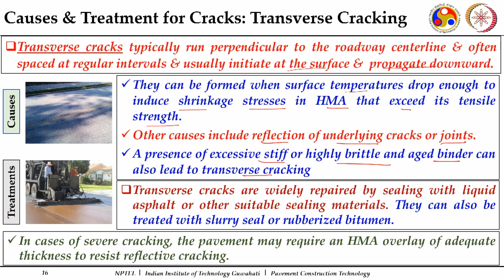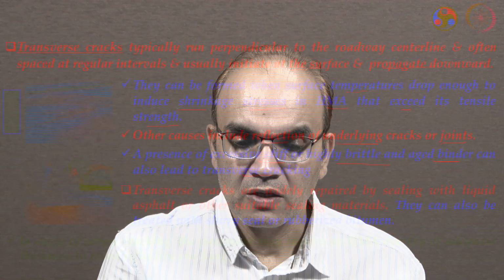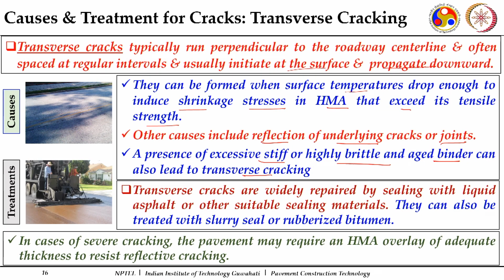So, this is again a case when we are using very stiff binders, or the binders are excessively aged, so the binders which are more susceptible to temperatures of production. The binders can age because of improper production practices, or because the mat has a higher air void content than what is targeted for it. So, if the binder becomes stiff, harder, then under low temperatures it will show this transverse cracking.